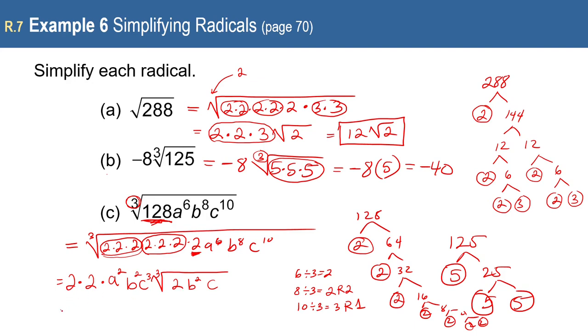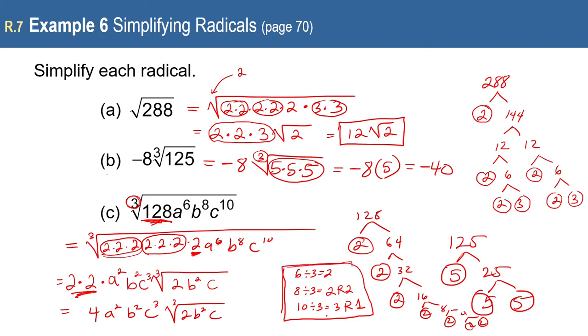Now we can simplify this a bit. 2 times 2 gives us 4. This is 4a squared b squared c cubed times the cube root of 2b squared c. So this is a really nice trick. We're using division to find out how many groups of 3 there are, and whatever is left is going to be the exponents on the inside. What is the whole part is the exponents on the outside.